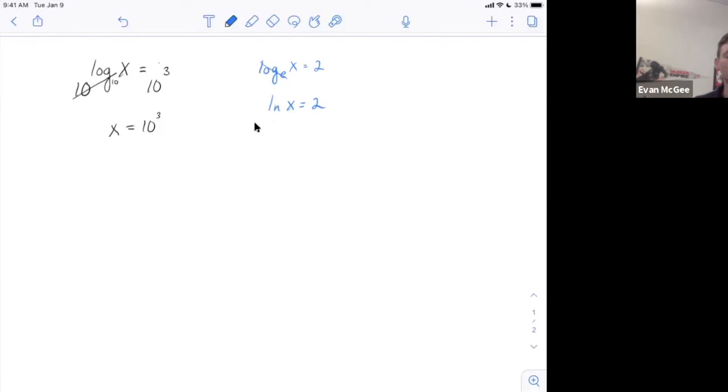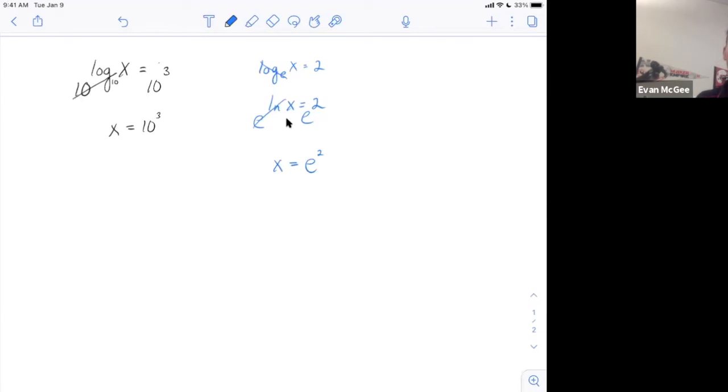And e, in case you didn't know, is a number. It's kind of like pi. I forget what e actually is, 2.67 or something. It repeats forever. So e represents some number. So if I raise both of these to be powers of e, then the natural log is going to cancel, and it's going to be x equals e squared. So this is how I can solve for x when it is trapped in a logarithm.